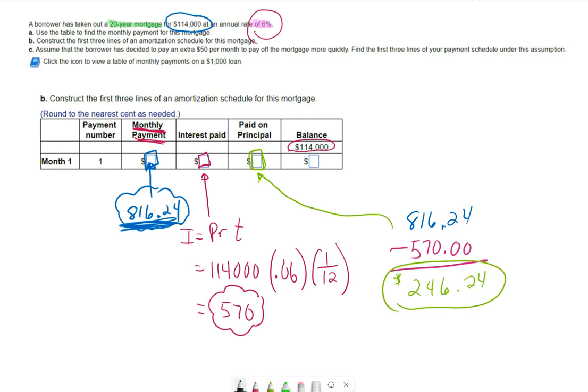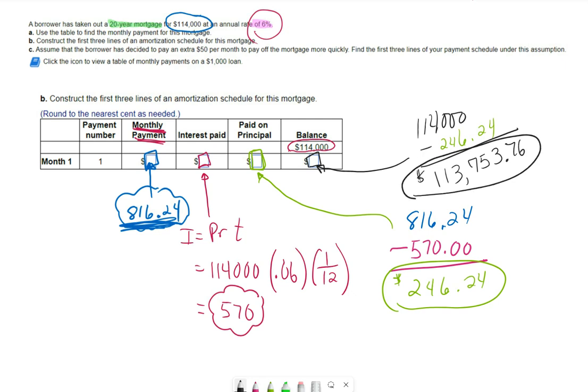Which means my very last step is this box right here, where it was $114,000, but they'll apply the $246.24 to that. And when you subtract, your new balance that'll go in that black box is $113,753.76. Those are all my answers.